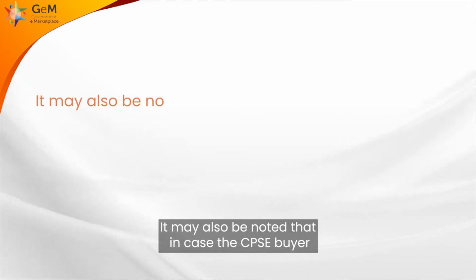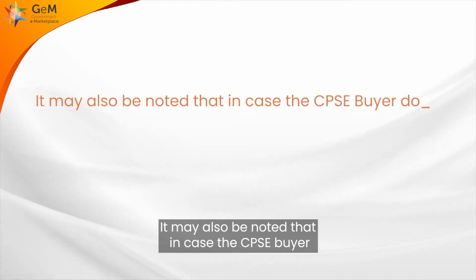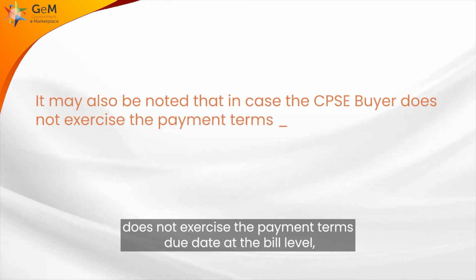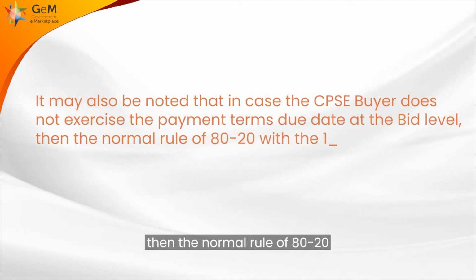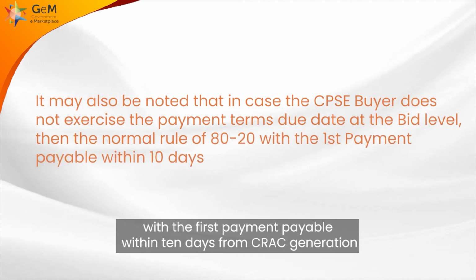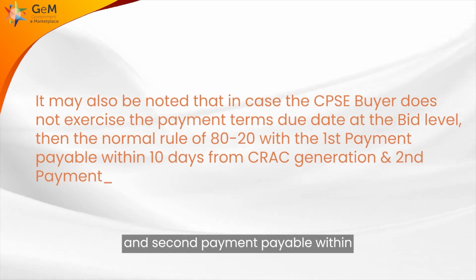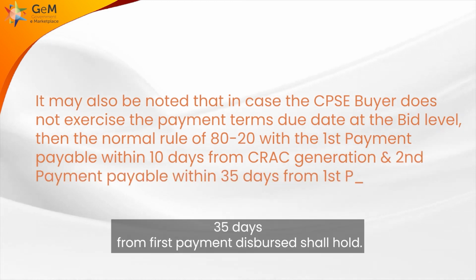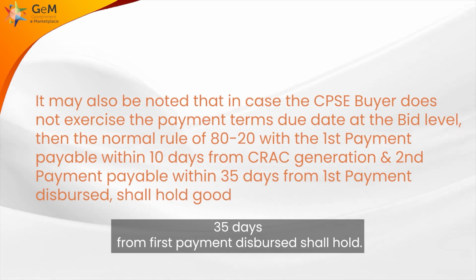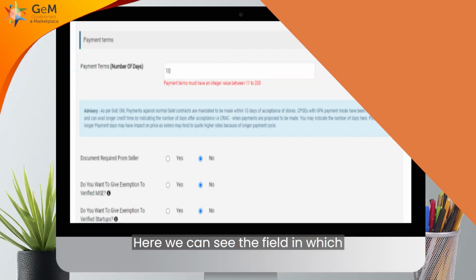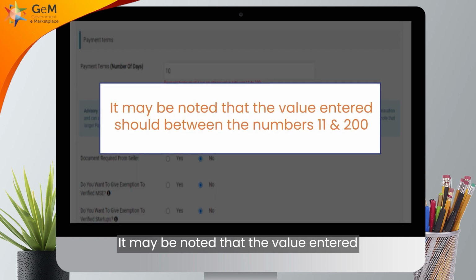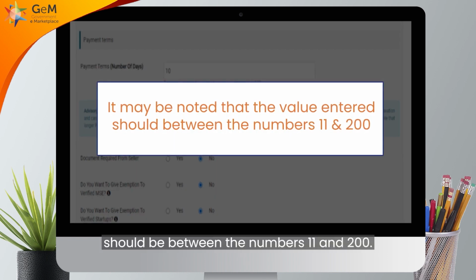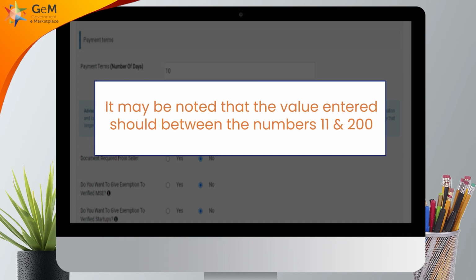It may also be noted that in case the CPSE buyer does not exercise the payment terms due date at the bill level, then the normal rule of 80-20, with the first payment payable within 10 days from CRAC generation and second payment payable within 35 days from first payment disbursed, shall hold good. Here we can see the field in which the buyer can manually enter the number of days for payment. It may be noted that the value entered should be between the numbers 11 and 200.